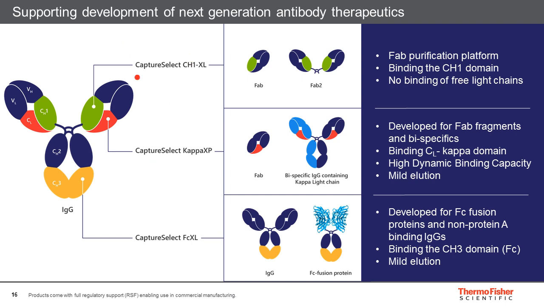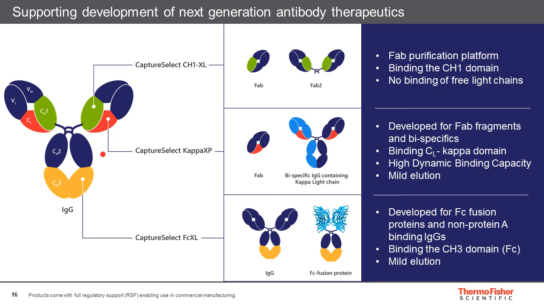For example, one of the products we've launched is CaptureSelect CH1-XL. This product binds to the CH1 domain of an antibody, which means that you can, as a platform, now purify antibody fragments, because it will only purify the intact antibody fragment. It will not bind free light chains, which means that if you have overexpressed light chains in your antibody fragment, they will not be bound to the CH1-XL resin, which ensures that you can have a single-step purification for antibody fragments.